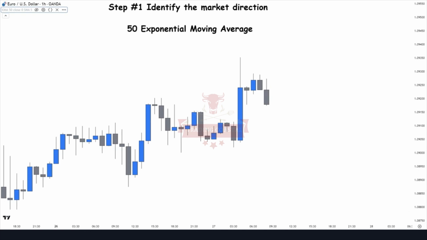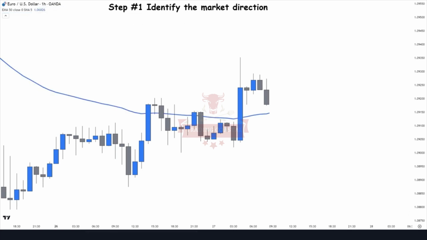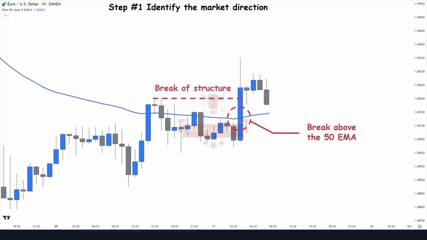So we apply the 50 EMA on the chart, and simply wait for the price to break it to one side and create a new high or low. Then, we can identify whether we're witnessing a bullish or bearish market. For example here, the price has broken the 50 EMA and also the previous market structure to the upside and created a new high. So, we have a bullish market, and now that we have identified the direction, we can continue with the following steps and look for long opportunities.